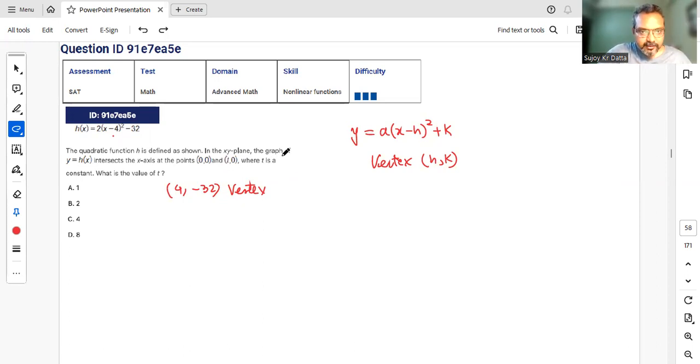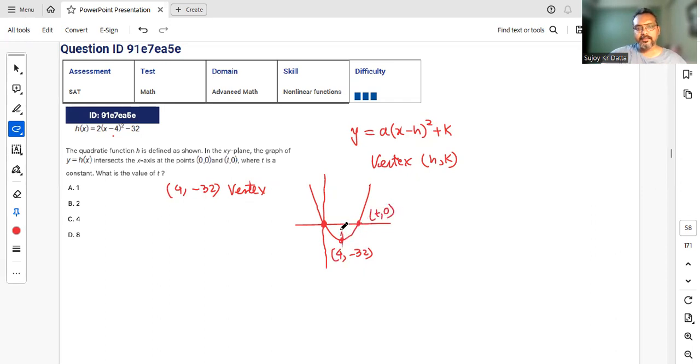Now it says that in the xy-plane, the graph intersects the x-axis at 2 points, (0, 0) and (t, 0). So it's something like this. It opens upwards, intersecting at (0, 0). The vertex is at (4, -32). The other point is (t, 0). They're asking what is t.